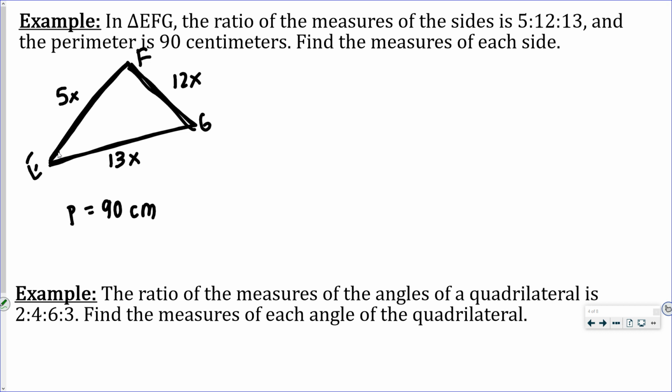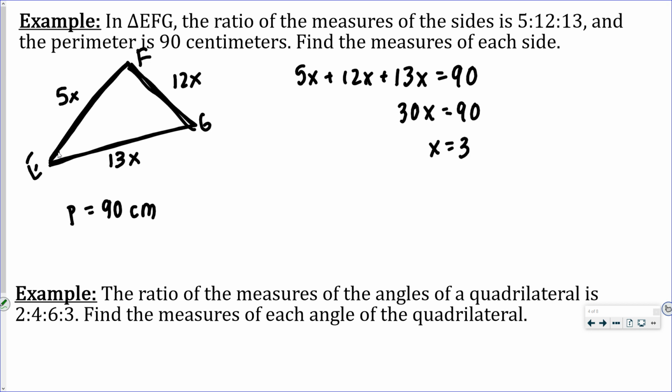I don't exactly know at which scale I have this ratio, but I do know the perimeter is 90. So if I add up all those side lengths, 5x plus 12x plus 13x, I know that has to total 90 centimeters. So we can find that scale factor. That's 30x, and I add those all together, meaning x is 3.